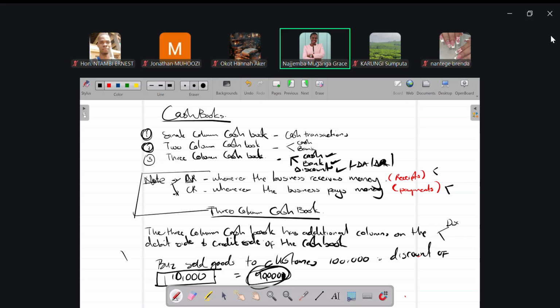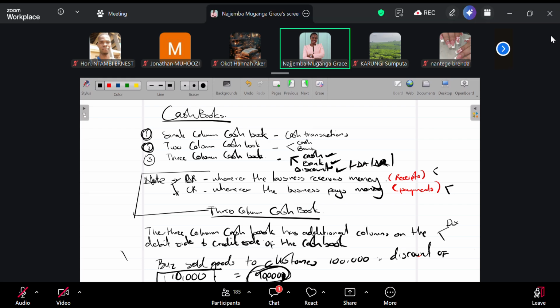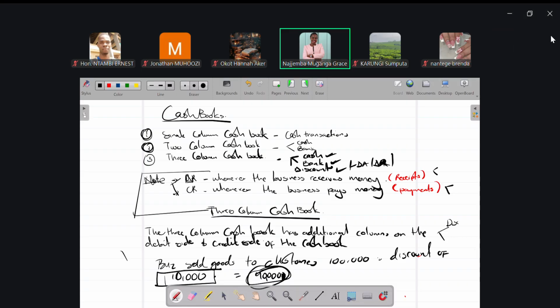On the debit, we post transactions whenever the business receives money. That is, all receipts are debited. And on the credit side, we post transactions whenever the business pays money. That's to say that all payments are credited. So after reading through the question and you realize that there are some discounts, let us include more.